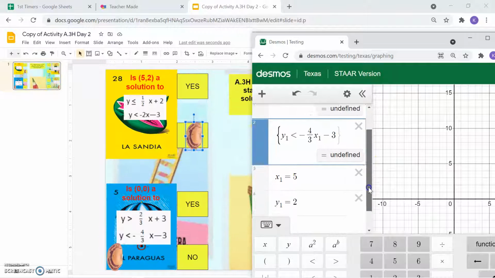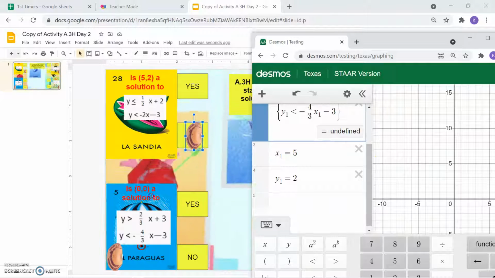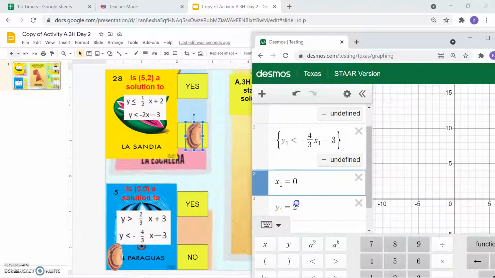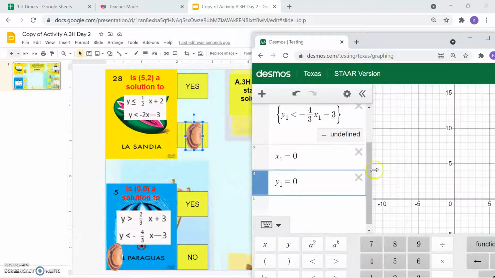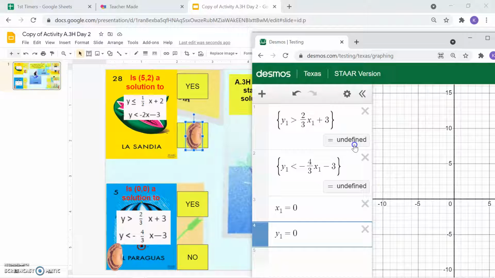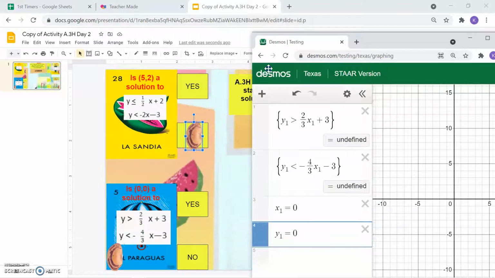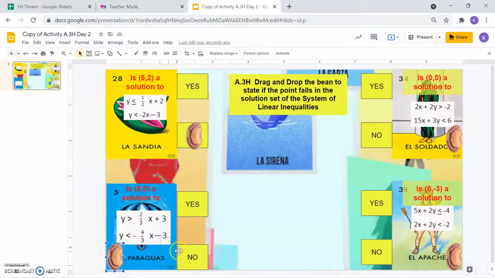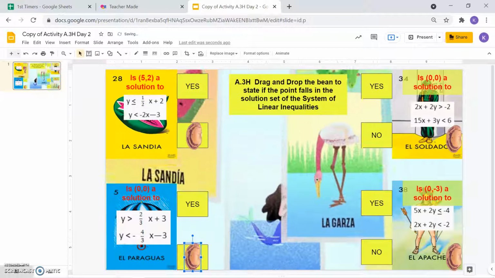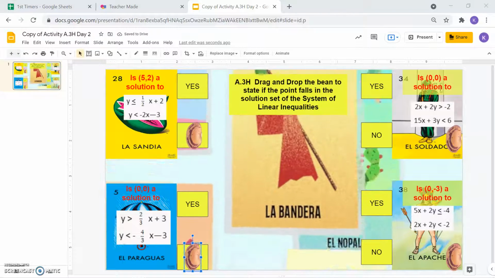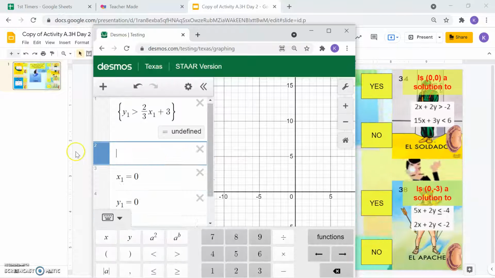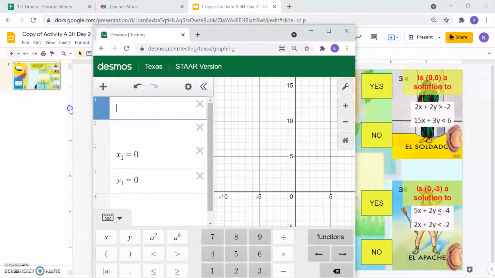Now that I have that, it says, is (0, 0) a solution? So I'm just going to put here 0, 0. Then I go up here and see how they're both not true. So I will have to say, ladies and gentlemen, that this one is not a solution. They both have to be 1 for it to be correct.